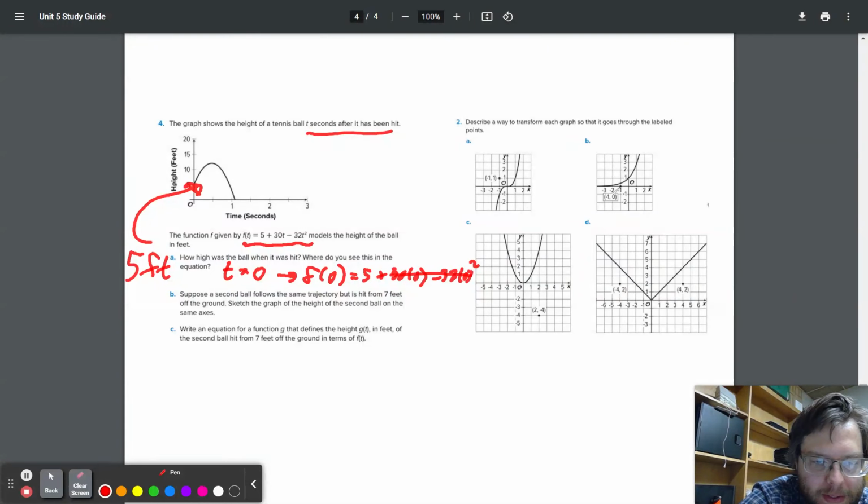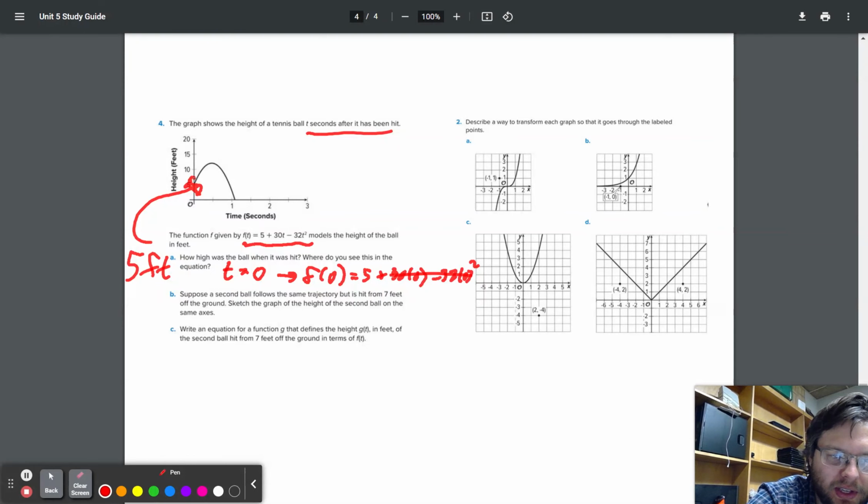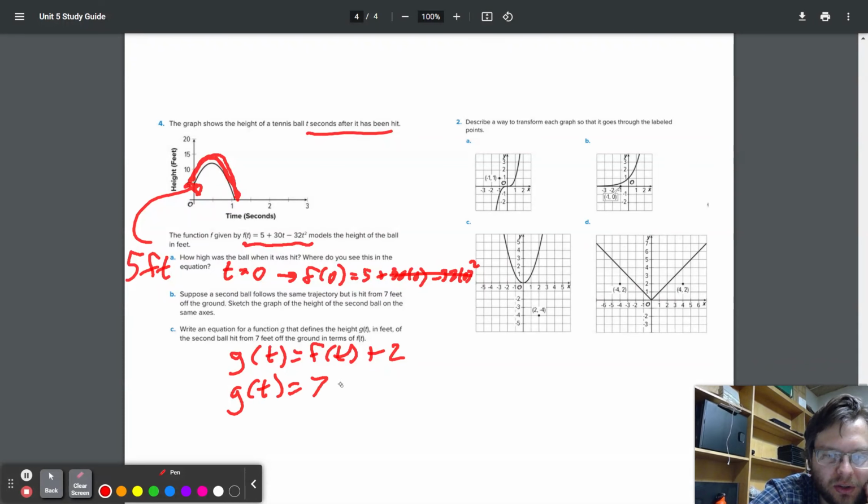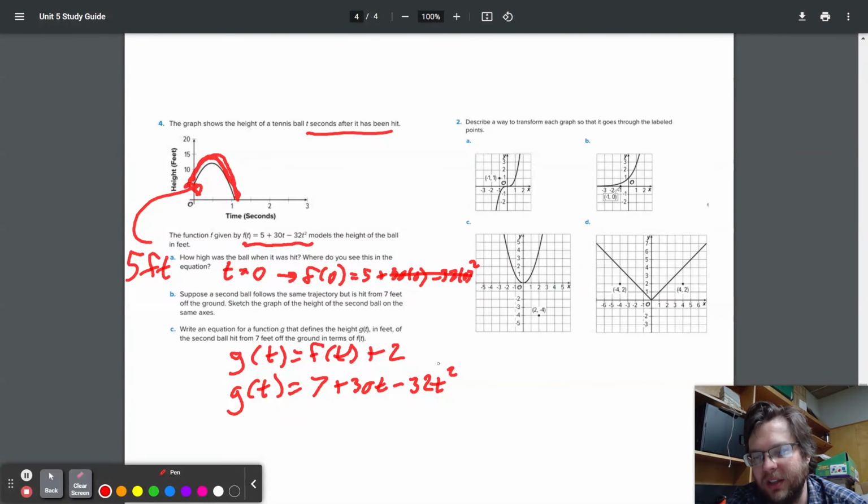Okay, part B. Suppose the second ball follows the same trajectory but is hit from 7 feet off the ground. Okay, so I'm going to sketch that. It's just going to look basically the same as this. I'm trying to draw another parabola that's parallel, just 2 steps higher all throughout its path. And I know that g of t is just going to be old f of t plus 2. So that means I can write a very specific equation because I'm just adding 2 to the old equation. Notice that adding 2 only affected the 5 because the other two terms have t in them. They're not like terms.